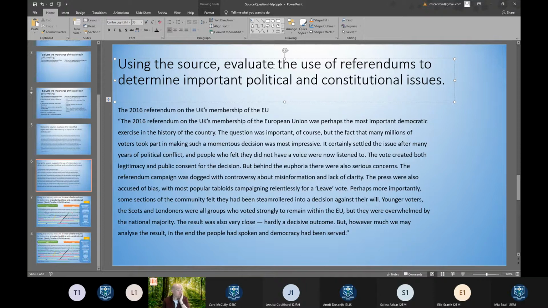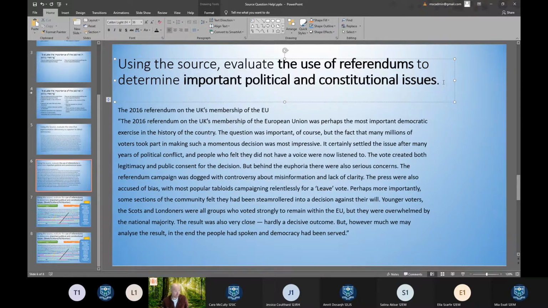Okay, so this question is about the use of referendums. So I'm going to put that in bold. So this essay is basically about whether referendums are good or bad, but it's giving me a condition: to determine important political and constitutional issues.